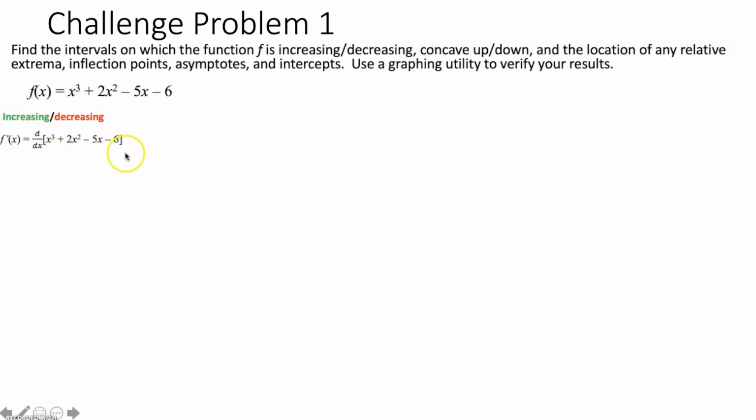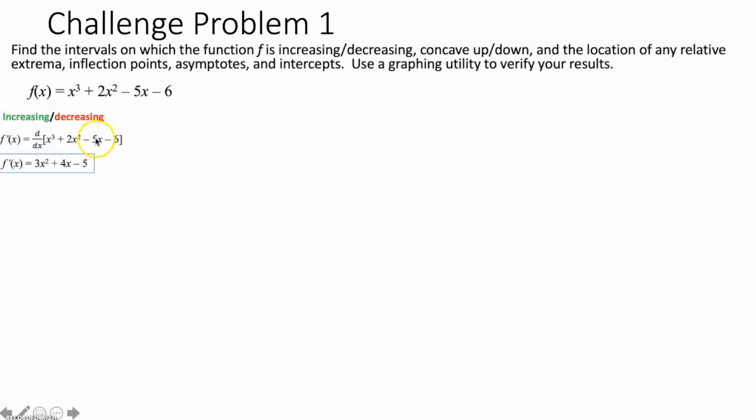To take the derivative of this function, this is pretty easy. You just take the derivative of each term separately. Derivative of x cubed by the power rule is going to be 3x squared. Derivative of 2x squared, the 2 stays out front by the constant multiple rule, and derivative of x squared, just use the power rule, so it becomes 2x to the first. Then you multiply the 2's together, you get 4x to the first.